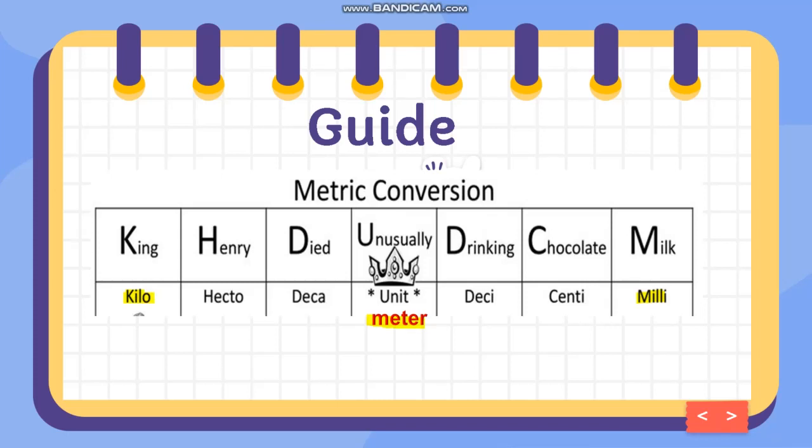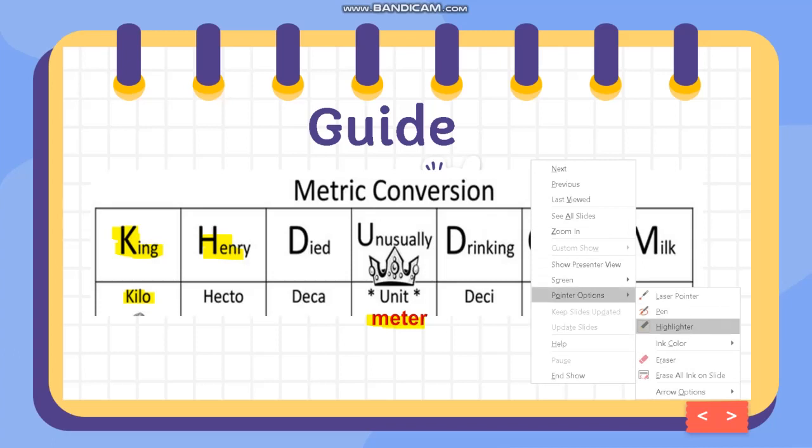In order for you not to forget easily, just memorize this one. King Henry died unusually drinking chocolate milk. So the first letter signifies the units. Okay, now let's continue. Using this guide, we can answer now the following questions.